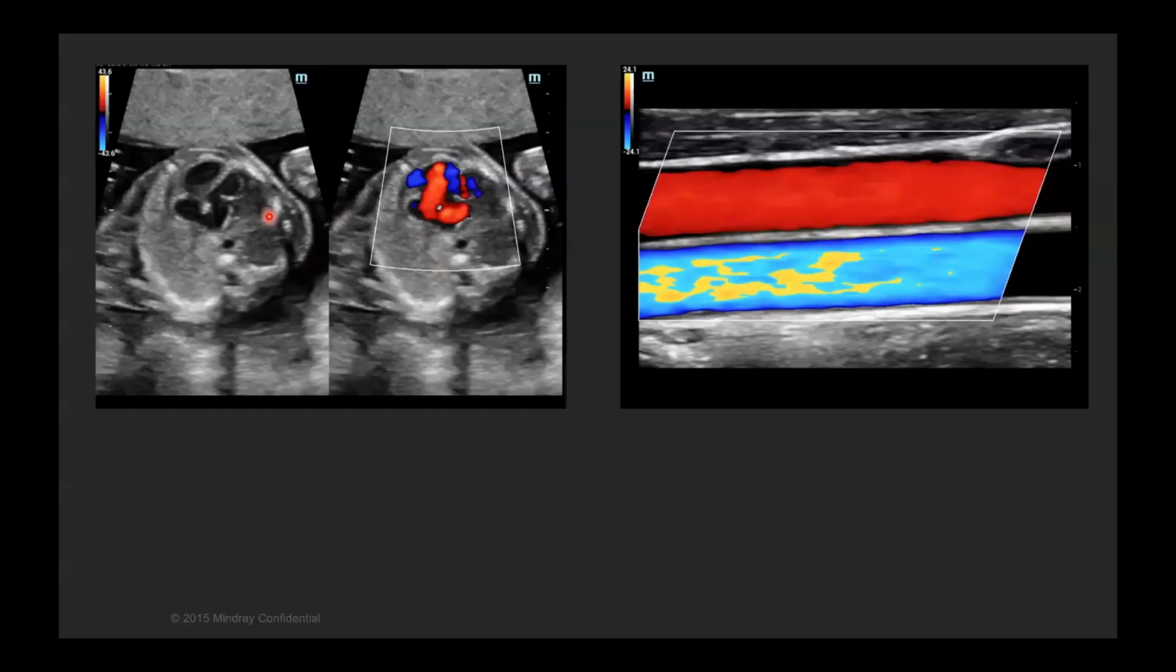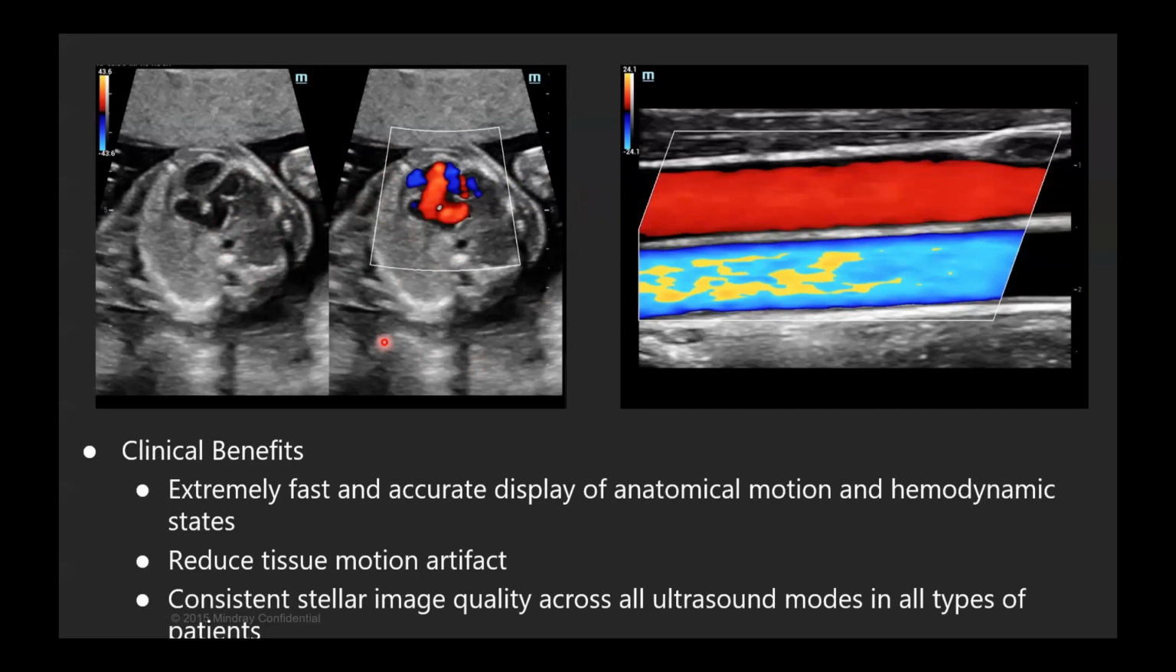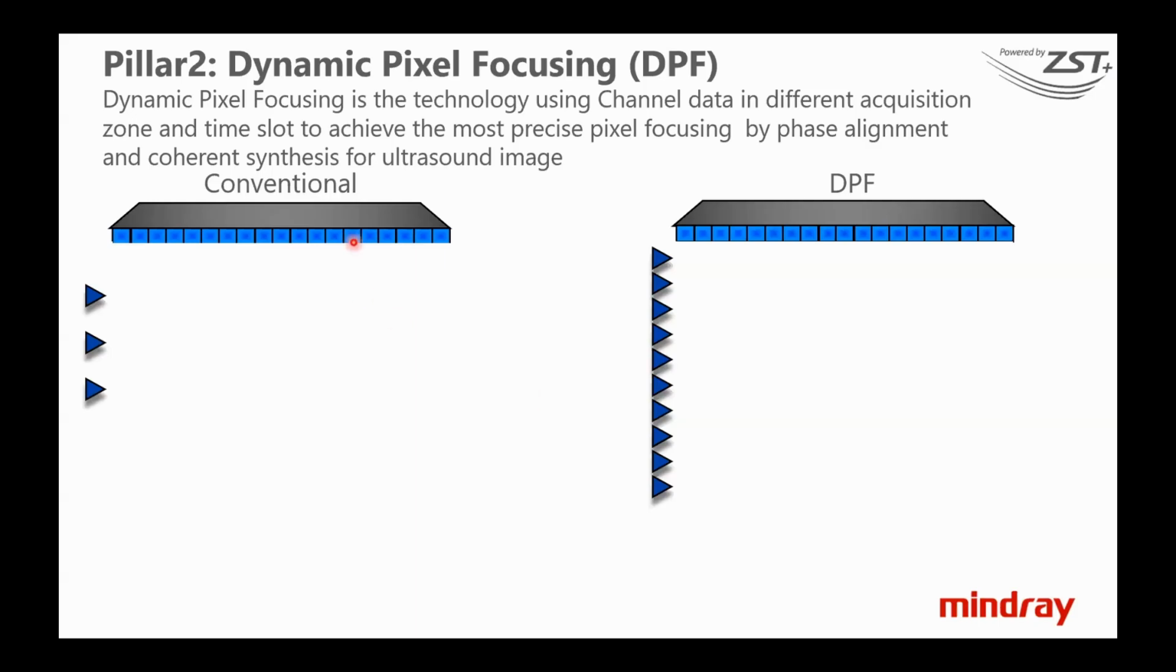Here also in the imaging, you can see the difference between the left one and the right one. Here the resolution is better. The doctor can investigate a lot of details. So there are a lot of benefits of ZST for the doctor in ultrasound to recognize his photo. The second one is dynamic pixel focusing.